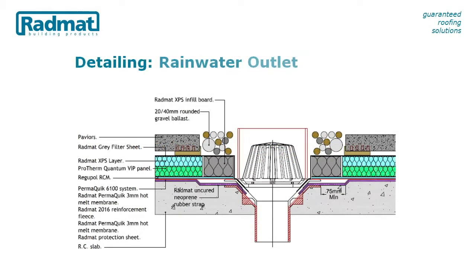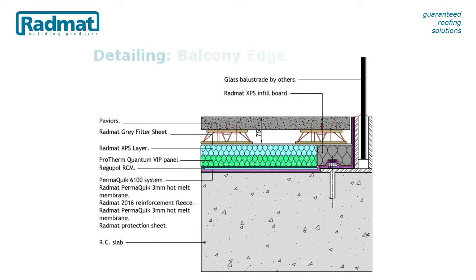At rainwater outlets, UN strap is again used to accommodate the dissimilar materials. Here you can also see the thermal sheet above the insulation being taken down into the outlet to ensure effective drainage. We have already looked at the potential conflict threshold details create.